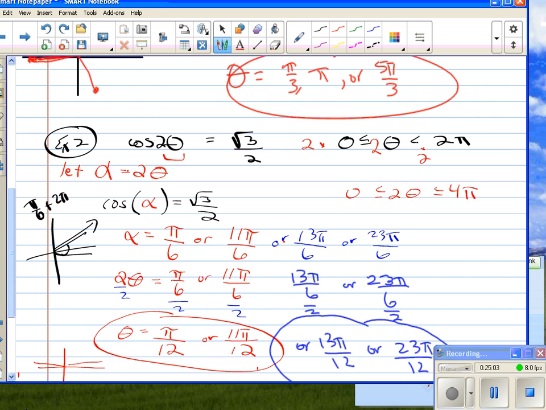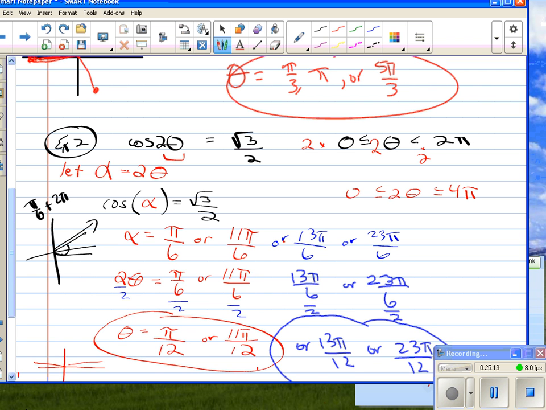Now, I know that's not a unit circle value that you're really comfortable with, but if you found 23 pi over 6, it would end up landing down here at 11 pi over 6, which the cosine of that is the square root of 3 over 2. And all of these values, pi over 12, 11 pi over 12, 13 pi over 12, 23 pi over 12, those are all in my original window of 0 to 2 pi.